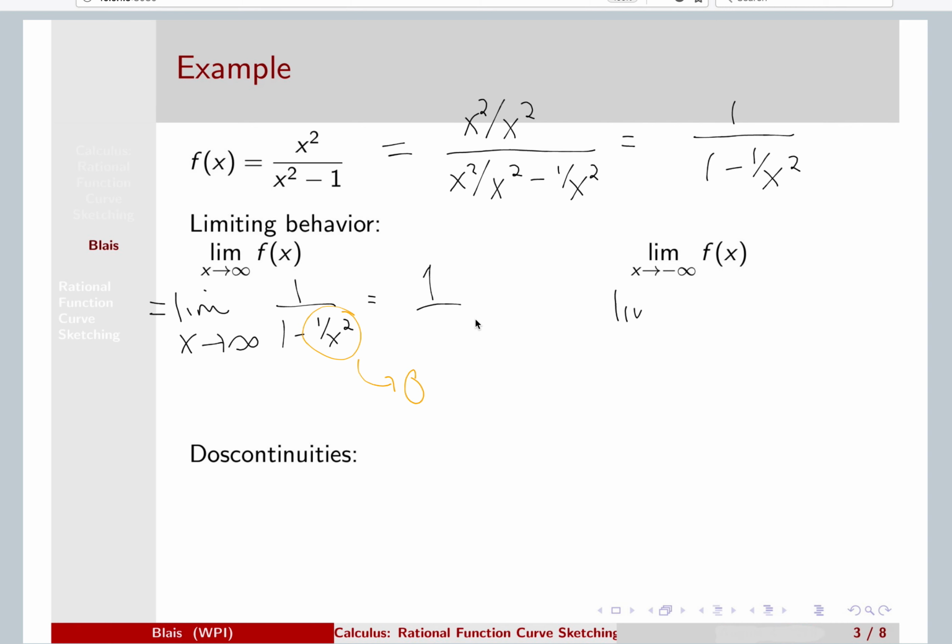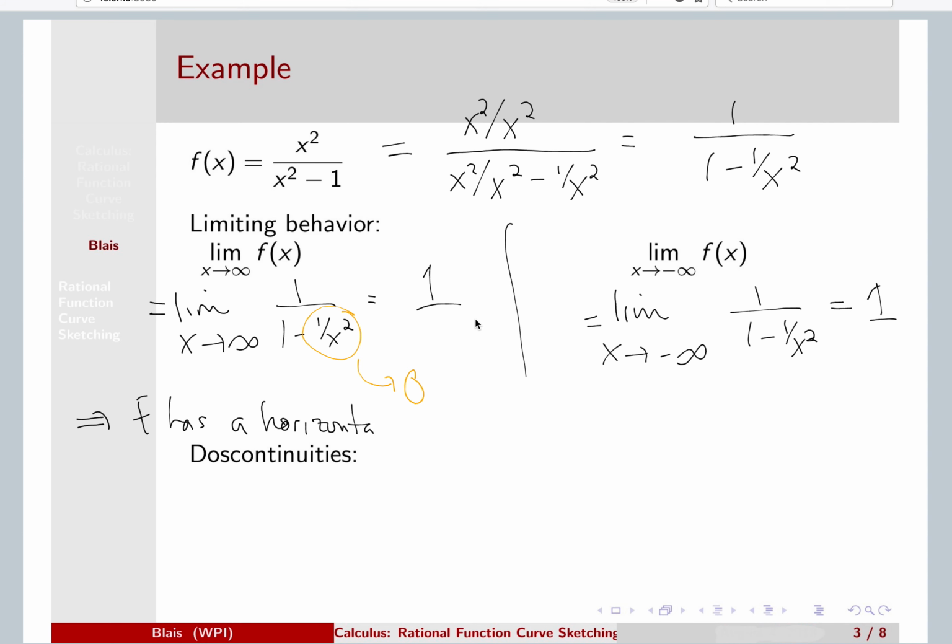And we have the same thing as x goes to minus infinity. x is being squared, so the fact that x is large and negative doesn't change the result here. And so this is also equal to 1. And what this tells us is that f has a horizontal asymptote of the line y equals 1 as x goes to infinity and as x goes to minus infinity.